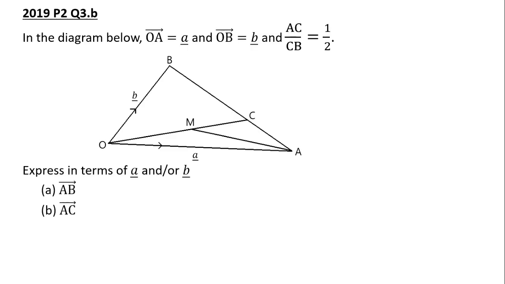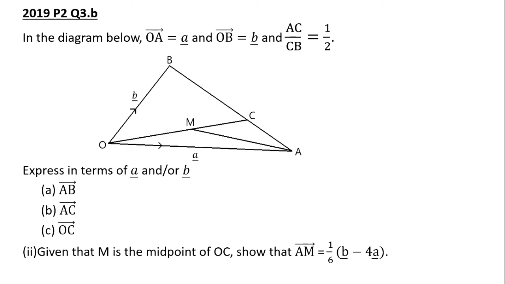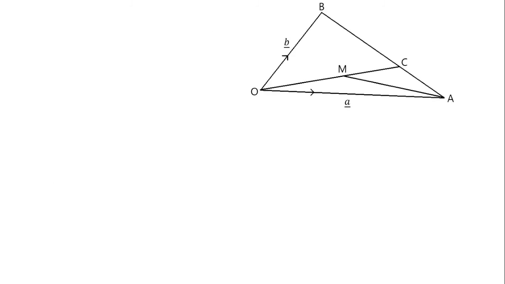(2019). In the diagram below, vector OA equal to A and vector OB equal to B and AC to CB equal to 1 over 2. Express in terms of A and B, vector AB, vector AC, vector OC. Given that M is the midpoint of OC, meaning M cuts OC into 2 equal parts, show that vector AM equal to 1 over 6, open your bracket, B minus 4A. So take it step by step.